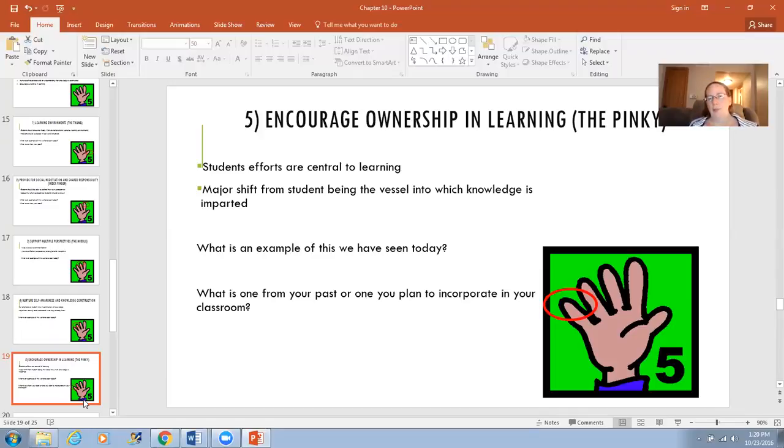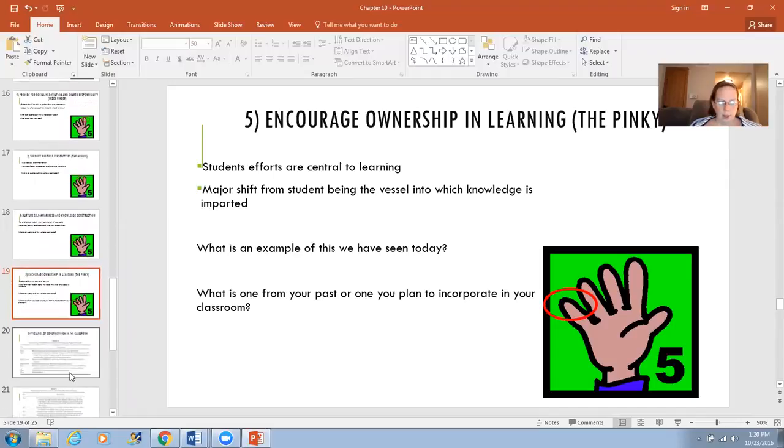So what is an example of this that we have seen today? And then what is one from your past or one you plan to incorporate in your classroom? So student efforts are central to learning. It's not that we have all the knowledge and we give it to them, it's that the student actually makes the effort themselves.